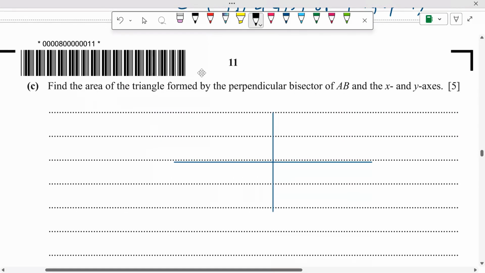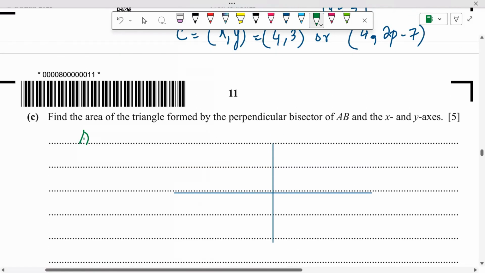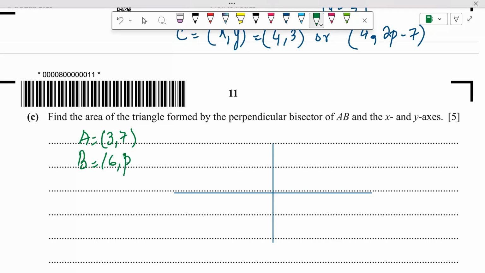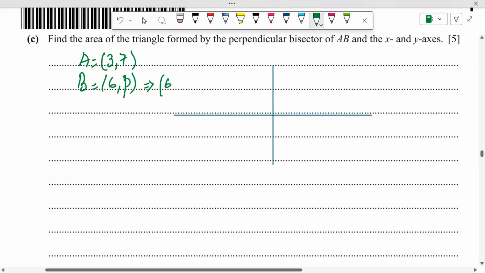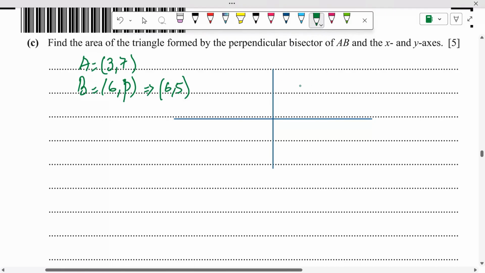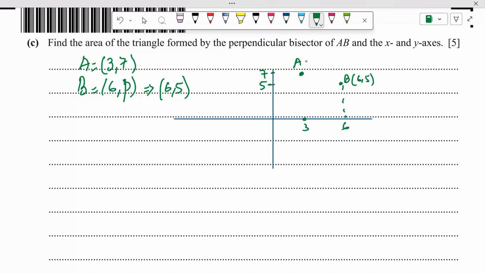Part C: find the area of the triangle formed by the perpendicular bisector of AB and the x and y axes. Okay, we have the point A, which is (3, 7), and B is (6, p). And we know that p is equal to 5, so (6, 5). Let's plot A. A will be like here, (3, 7). So this one is A, and we have the point (6, 5), meaning here 6, and this one is 5. So this point is B, which is (6, 5), and A is (3, 7). So we have the line.